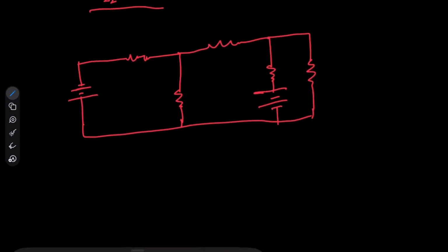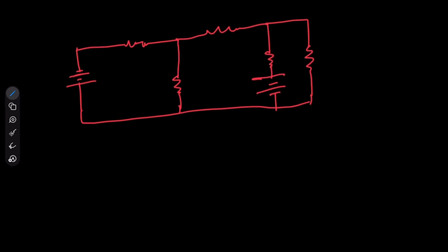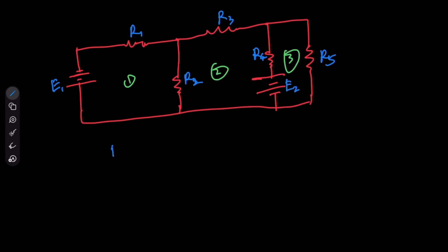So here we will have three loops, one here, this is our second one, this is third one. So let's say this is the E1, R1, R2, R3, R4, R5, and this is our E2. Let's assign values to the power sources and the resistors.